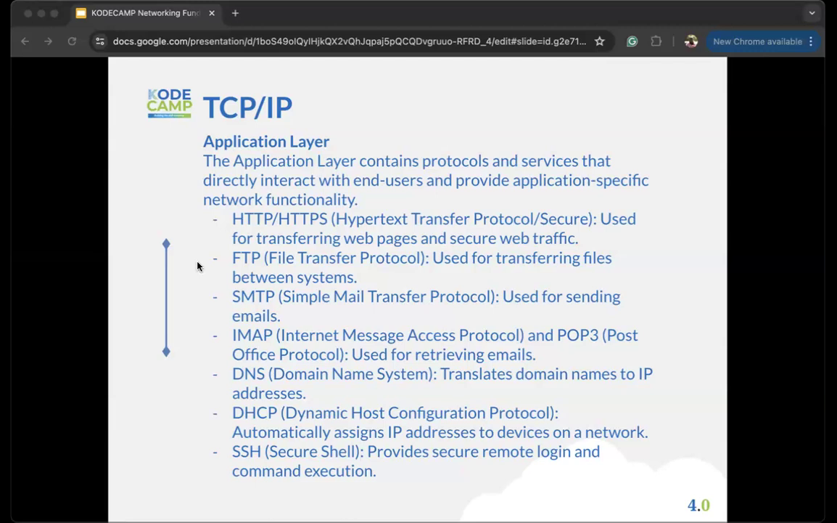So here you have protocols such as the hypertext transfer protocol, which is used for the transfer of web pages and various connections over the internet, right? Then you have file transfer protocol. You have many other protocols on the application layer, SMTP, SSH, DNS, and a lot more.